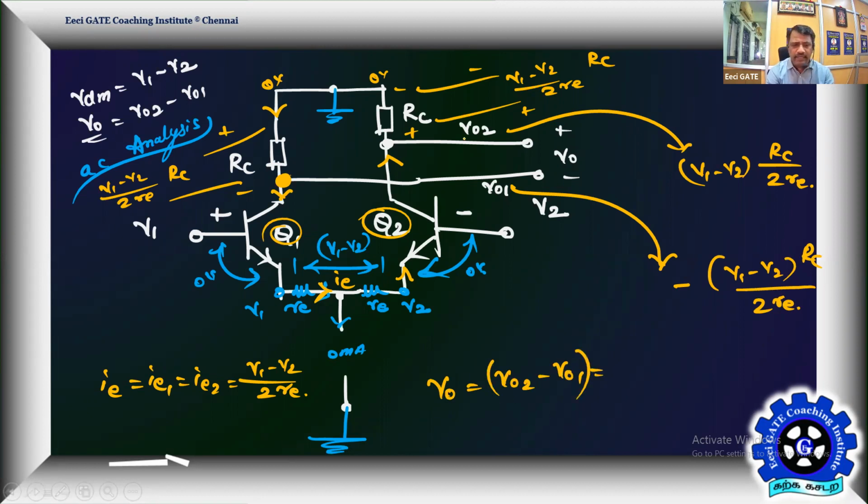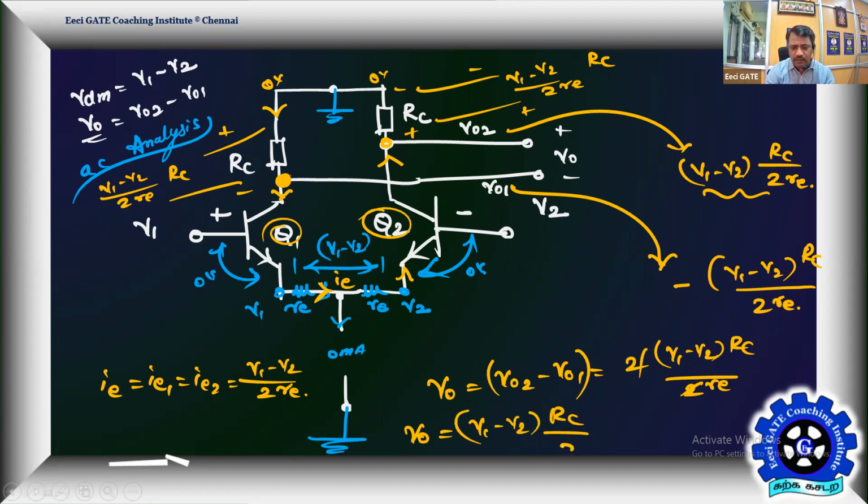Okay, so the beauty is V02 is getting pulled up, V01 is getting pulled down by the same magnitude. So one becomes positive, one becomes negative. So the output will become double because of this minus sign. So then do V02 minus V01, you will end up with 2 times (V1 minus V2) into RC by 2 times small re. The 2 will get cancelled. Therefore, V0 is equal to (V1 minus V2) into RC by small re will be the outcome. That's your resultant AC analysis output.